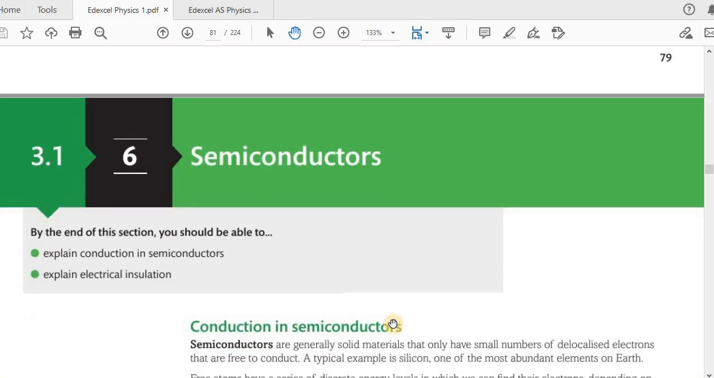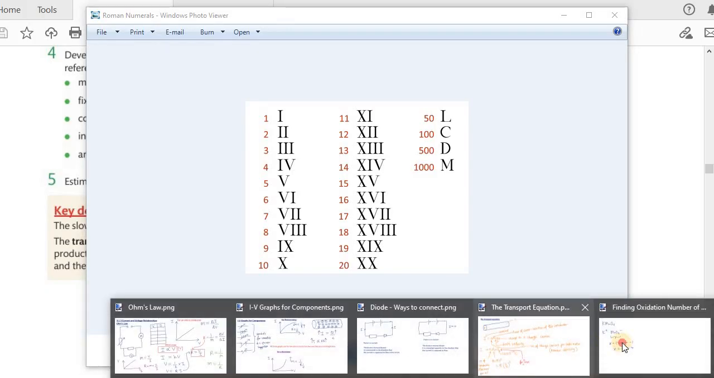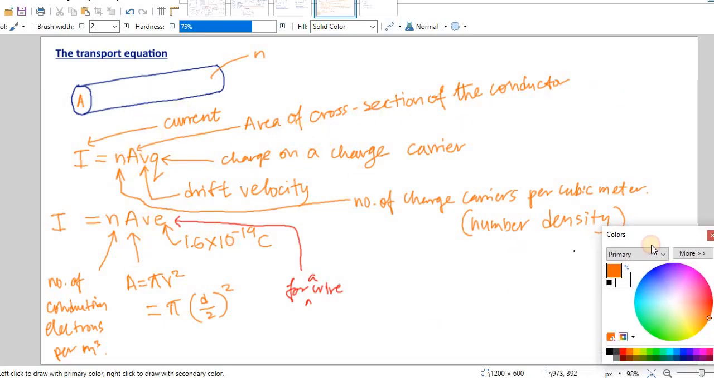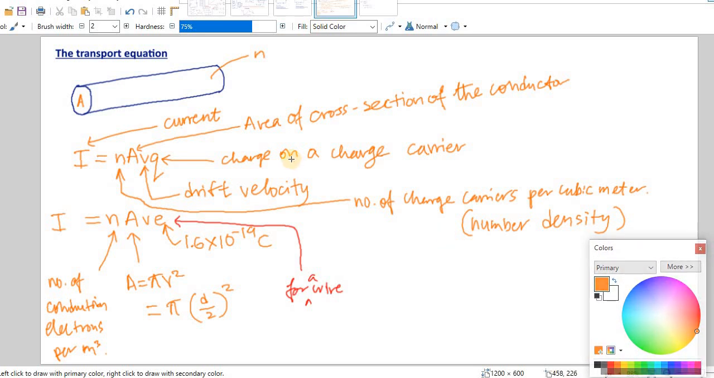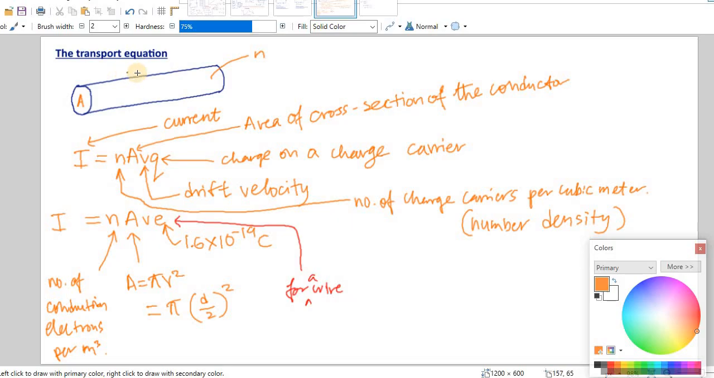So next lesson will be semiconductors, and yeah, so this is what we saw. You can see I have shown everything here as well. The quantities in the transport equation, this is very important. Alright then, that's the end of that lesson. So next we will see semiconductors.